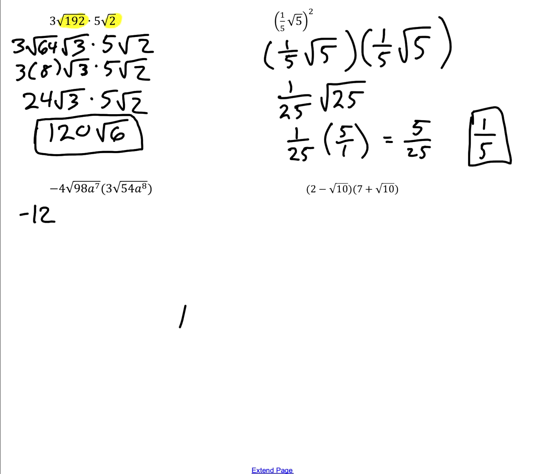And then we have to multiply the radicands. So 98 times 54 would be radical 5,292. And then a to the 7th times a to the 8th, that's not too bad. A to the 15th. But finding the highest perfect square that goes into 5,292 is a lot more difficult than if we were just to simplify the radical first. So let's simplify the radicals first.